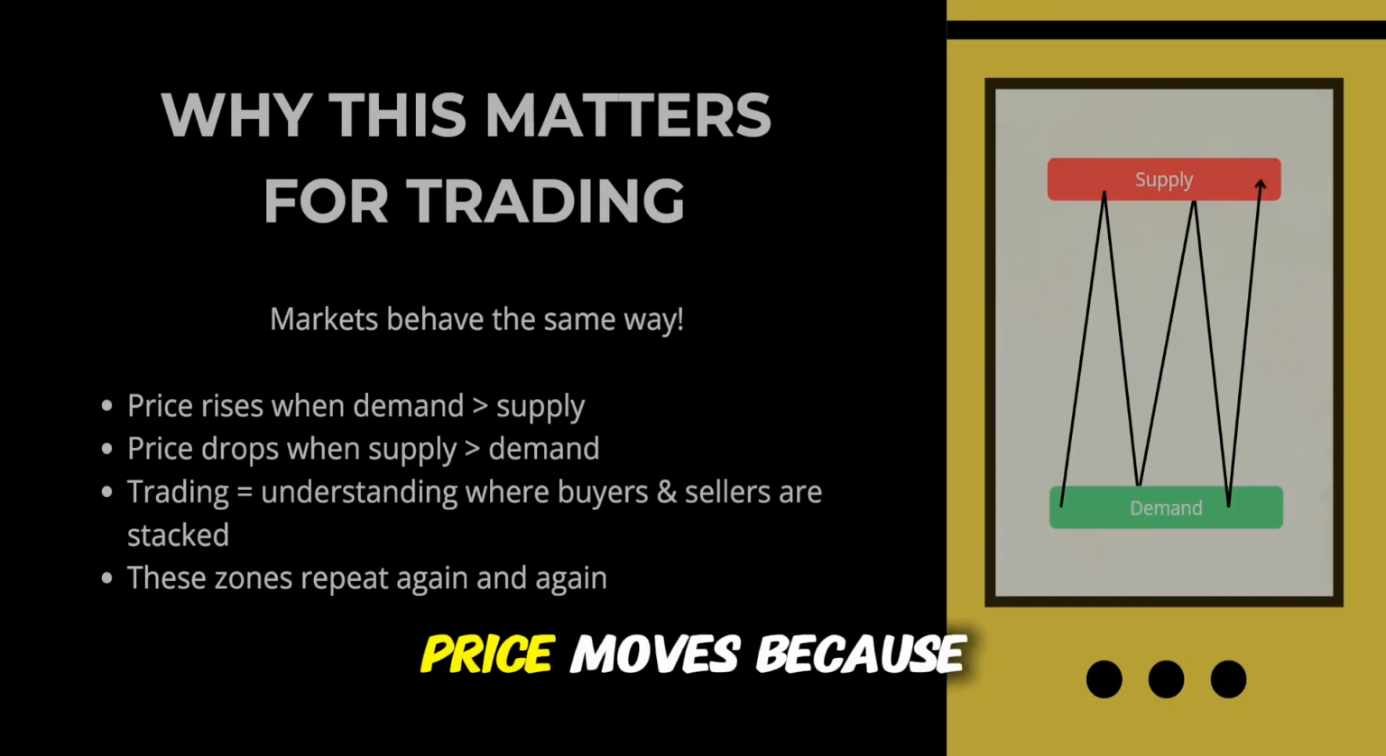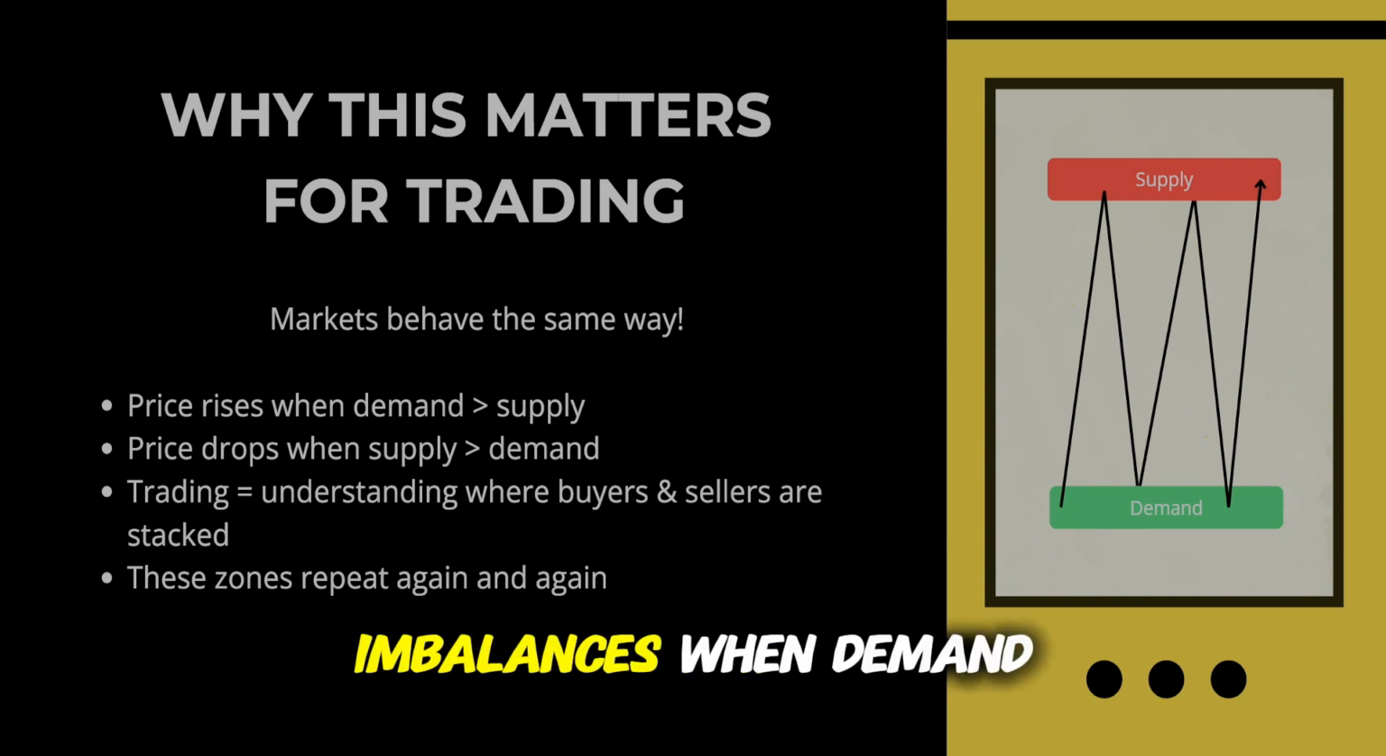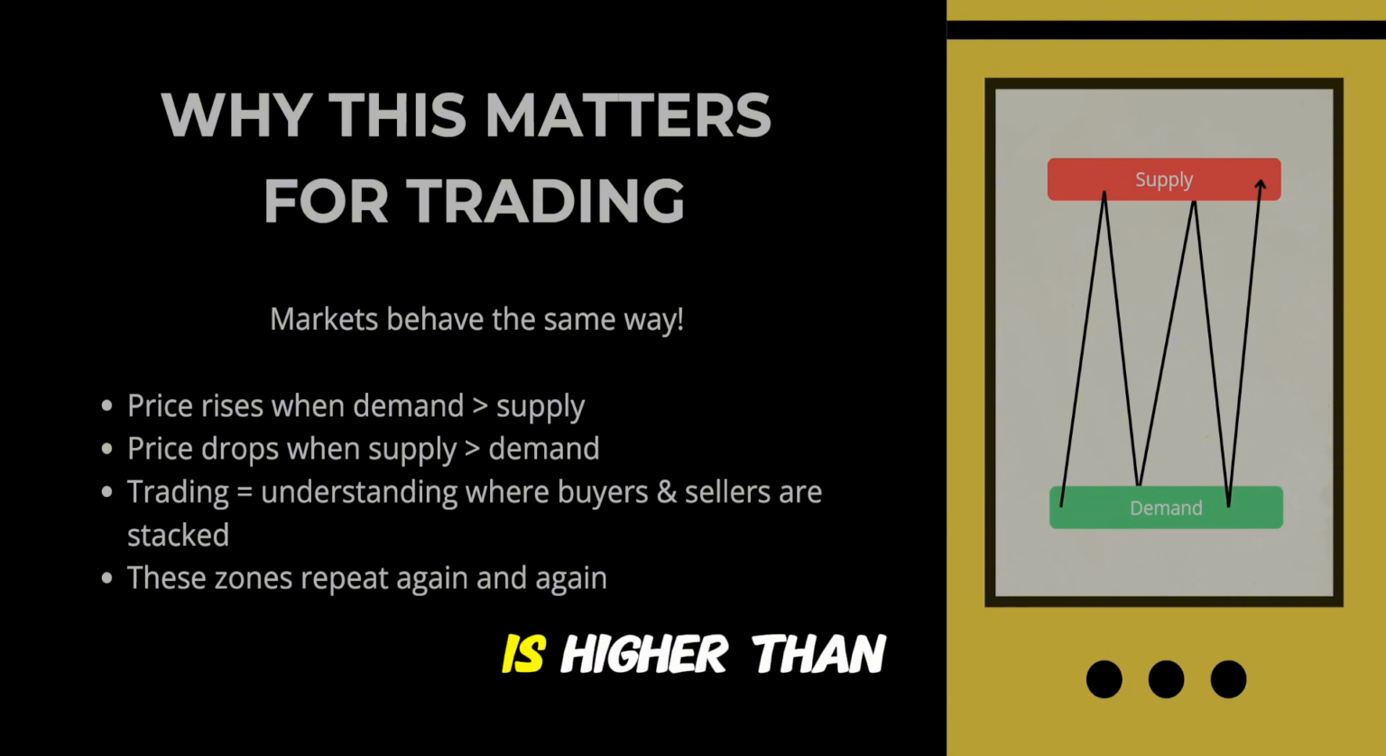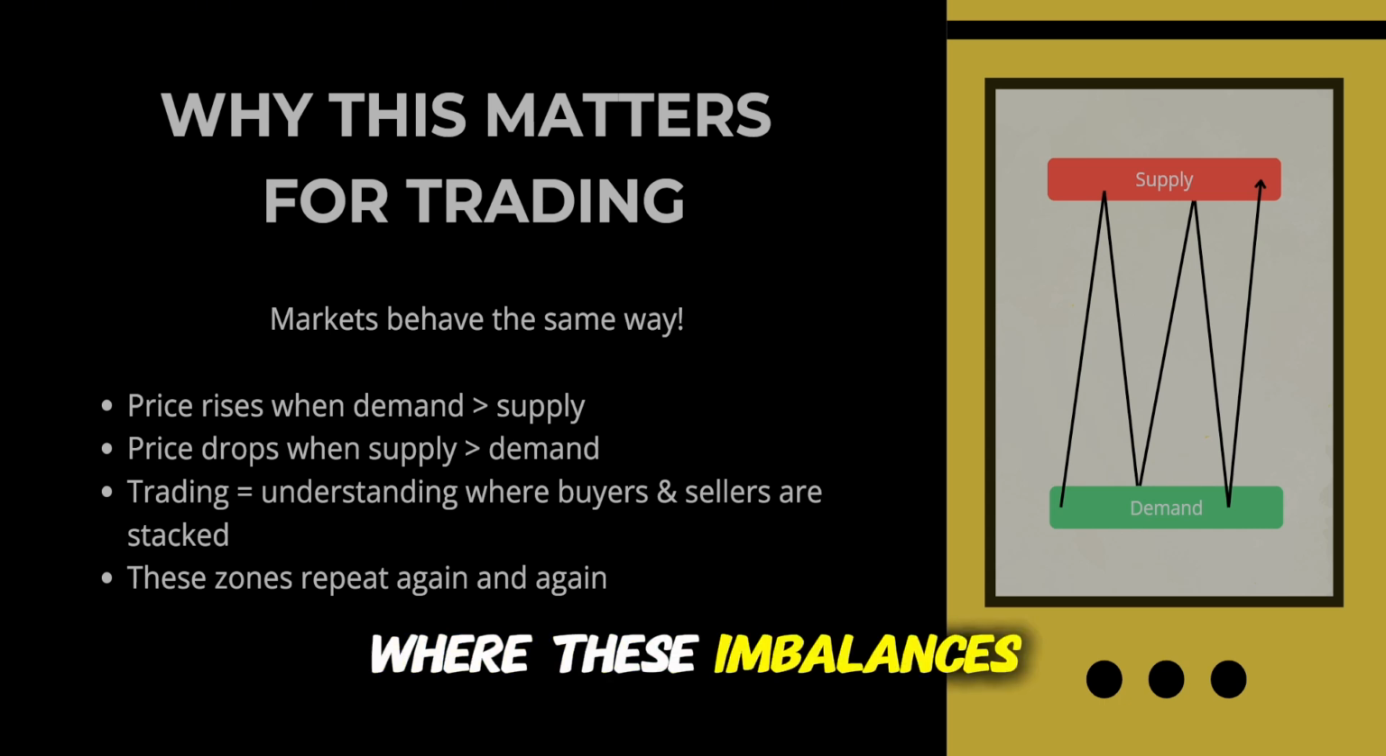In trading, price moves because buyers and sellers create imbalances. When demand is higher than supply, price goes up. When supply is higher than demand, price goes down. So, our job as a trader is to find the areas where these imbalances happen.